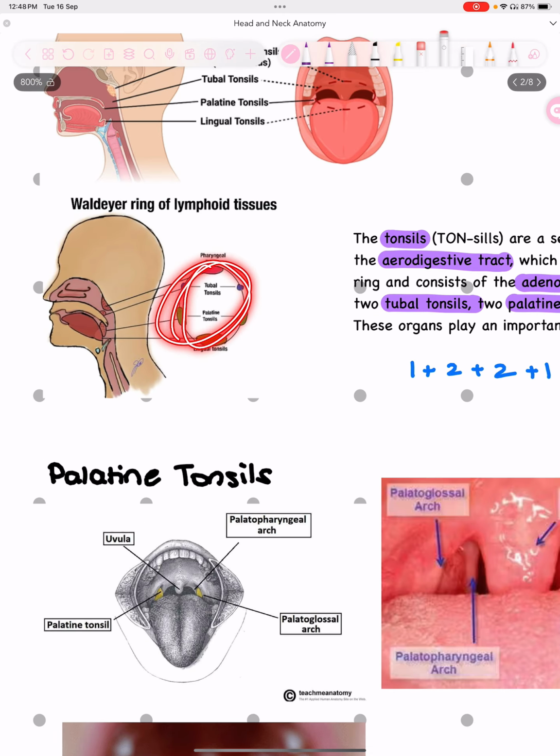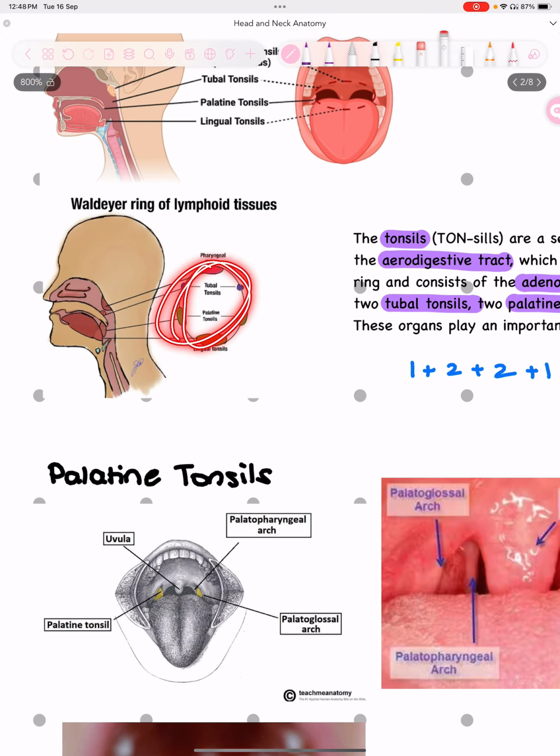Now talking about palatine tonsils. Now what exactly is a palatine tonsil? Tonsil is the Latin word that means swelling. Now here, the palatine tonsil occupies this region called the tonsillar fossa. Now, the tonsillar fossa is the palatine fossa. This is basically a triangular fossa. In this lies your palatine tonsil, and this is known as the palatine fossa.